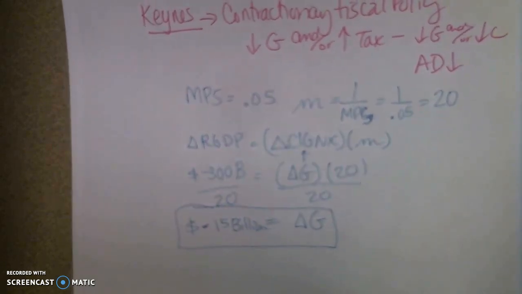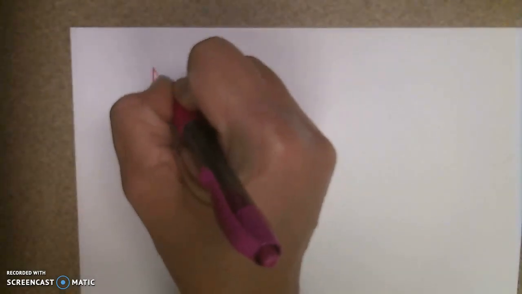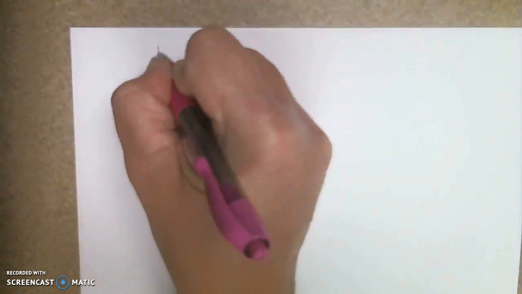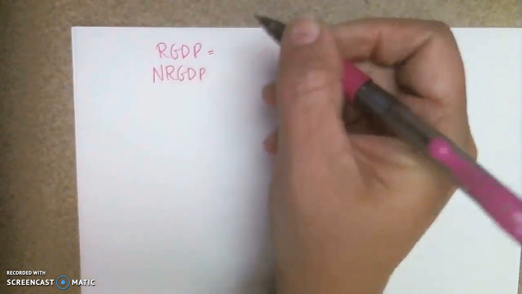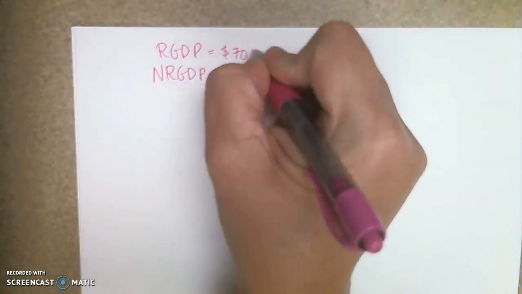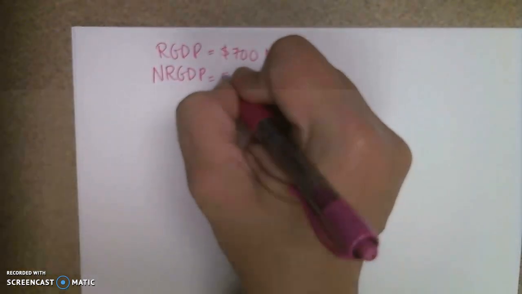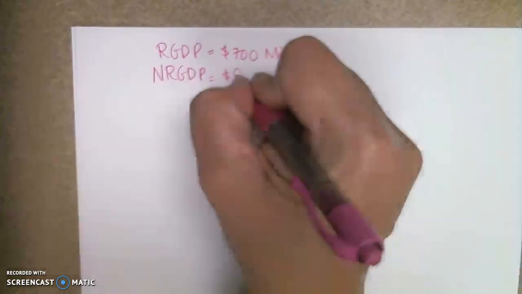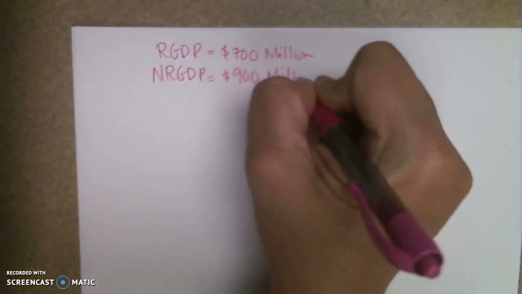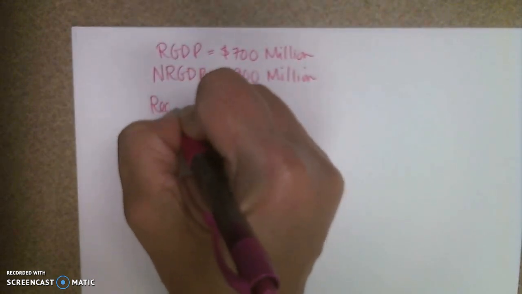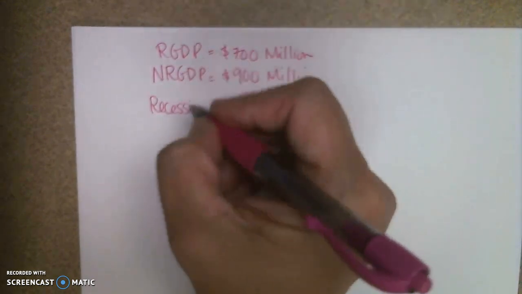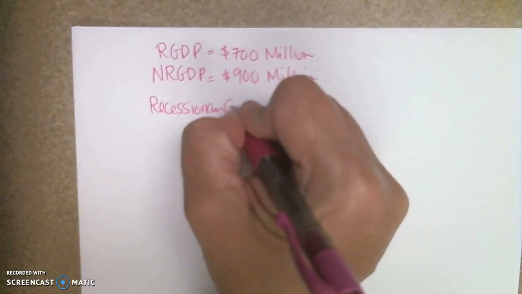Let's work one last example where I ask you if what the government chose to do was correct. All right. And in doing so, I'm going to start with the same thing. I'm going to start with our natural real GDP and our real GDP. So here we have a real GDP of, let's use 700 million. We're going to have a natural real GDP of 900. So looking at the two, you immediately know that we're in a recessionary gap because our natural real GDP is more than our real GDP.